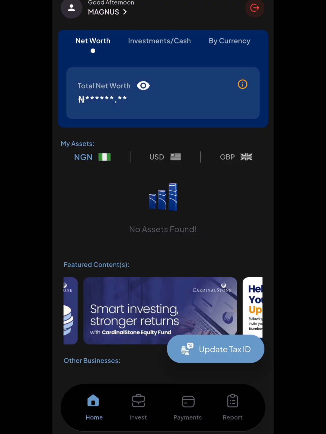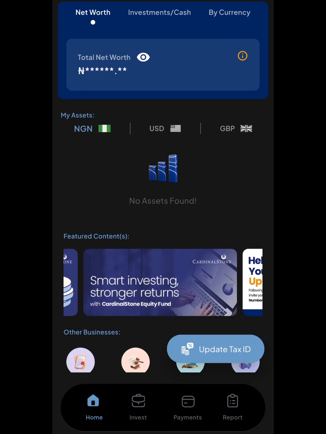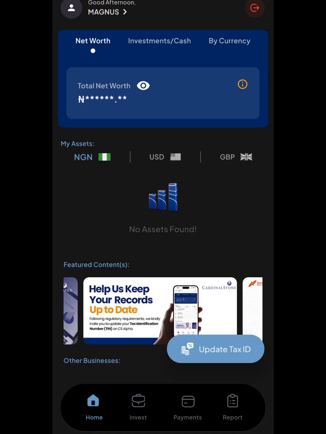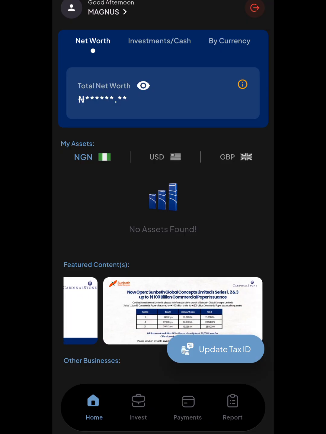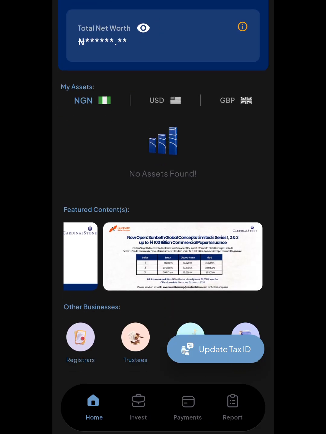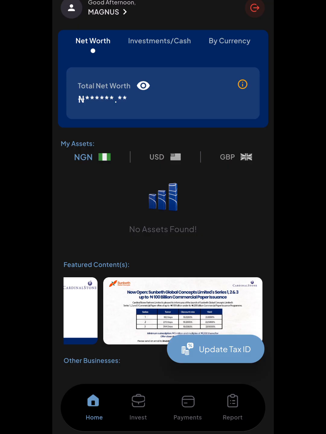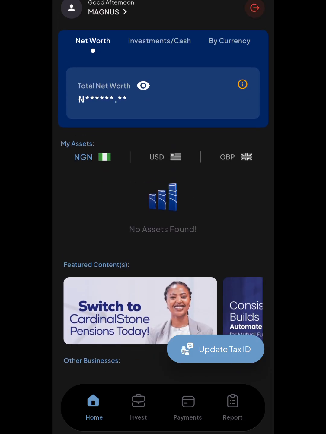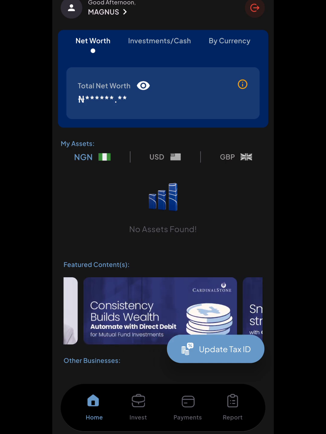So for you to get started with all of this, you have to open an account with CardinalStone. If you already trade stocks with CardinalStone, then you don't really need to stress about opening an account. But if this is your first time hearing about CardinalStone, go to the website or download the app on Play Store, and set up an account. Your account might take a couple of days to be ready.